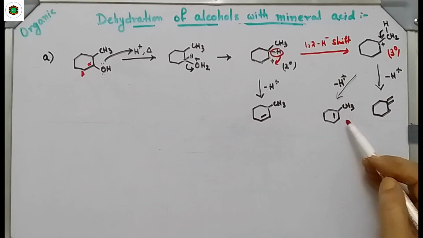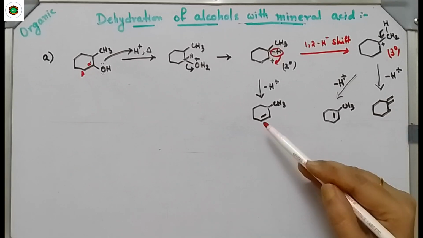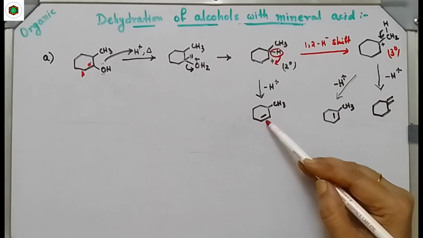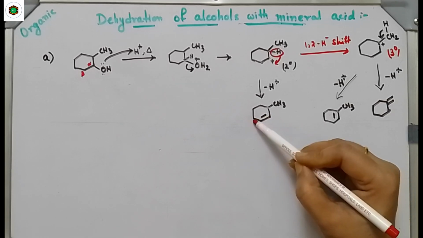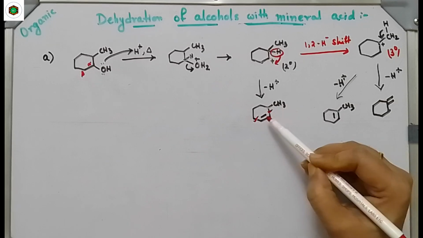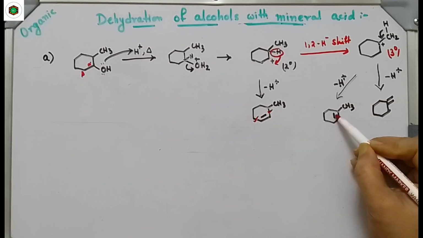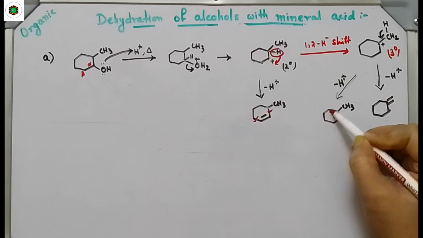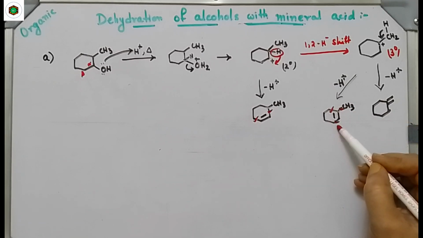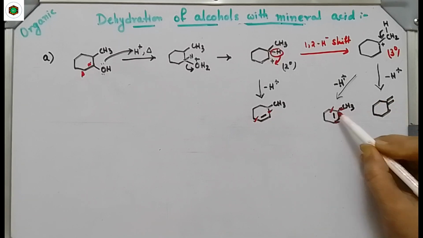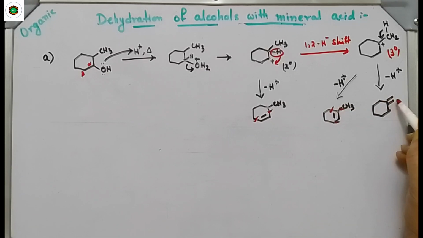Now we can see 3 possibilities are there. Here whatever alkene we got, it is disubstituted, means with that alkene 2 carbon atoms are attached. Here with this alkene 3 carbon atoms are attached. With this alkene it is trisubstituted. Here this alkene is disubstituted because 2 hydrogen atoms of the alkene are substituted by these groups.